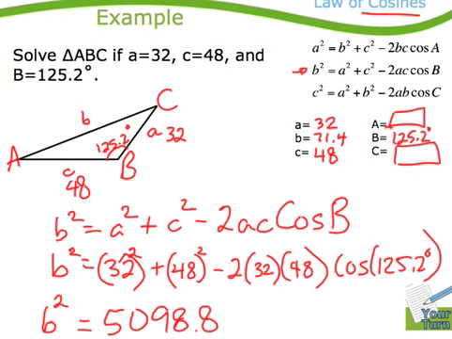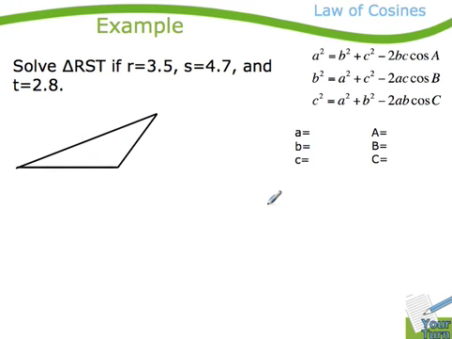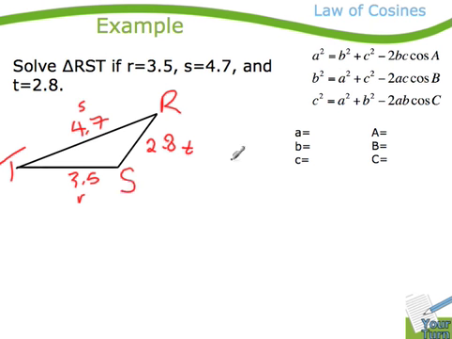Okay, when you're ready, hit play again, and let's try a similar kind of question, but this time we're not looking for a side, we're looking for an angle. So they say solve RST if R is 3.5, S is 4.7, and T is 2.8. This one looks to be the smallest, I'll call it 2.8. This is the longest one, we'll call it 4.7, and this is 3.5. So if this is R, this is angle R. If this is T, then this over here is angle T. And 4.7, if that's S, this is angle S.